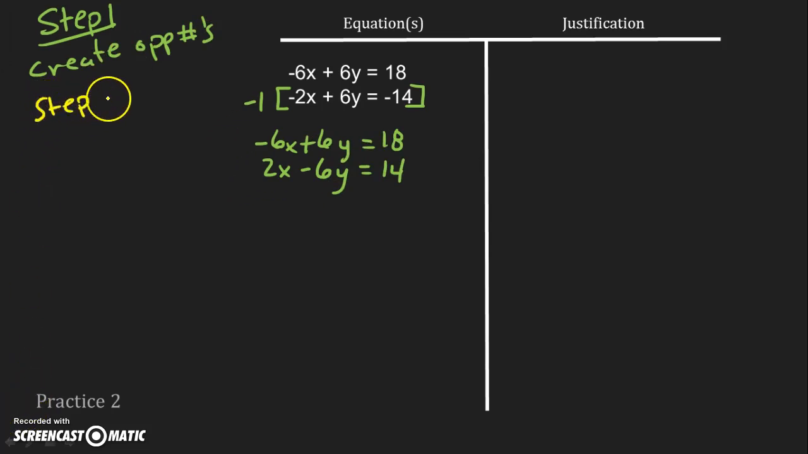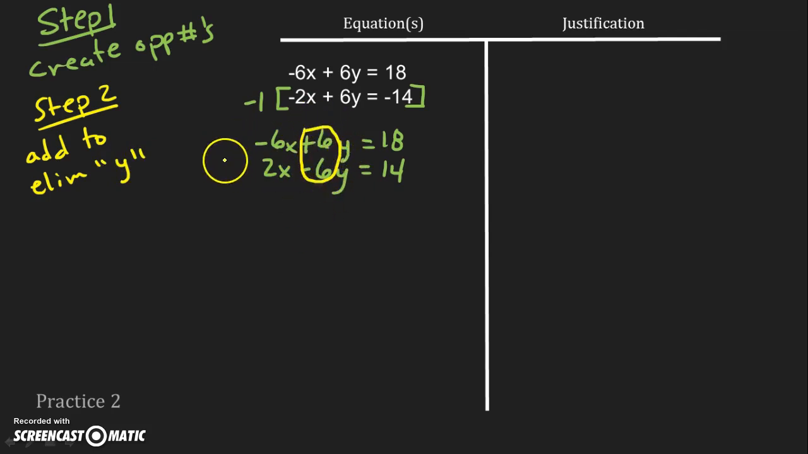Now step 2, once we've got our opposites, we know that when we add, one of the variables is going to eliminate, so we're going to add to eliminate, and in this case, the variable that's going to eliminate is y, because that's the variable that has the opposites. We've got these opposites, they're going to eliminate. So I'm not even going to write it as we add down. So we've got -6 plus 2, that's a -4. Y's been eliminated to 0. 0y does not need to be written. And then 18 plus 14 is a +32.